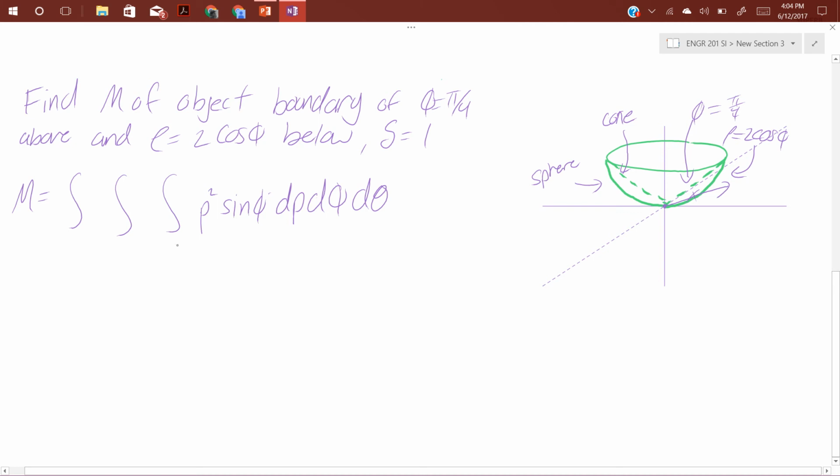So our limits for rho are going to be rho equal to, sorry, I always write my rho weird, so I'll make it a p. Rho equal, sorry, why did I put 2? I was supposed to put 0. From 0 to 2 cosine phi.